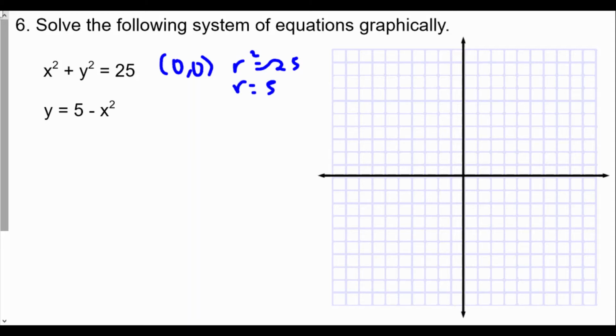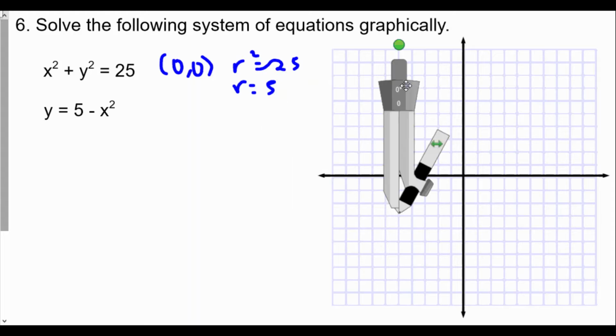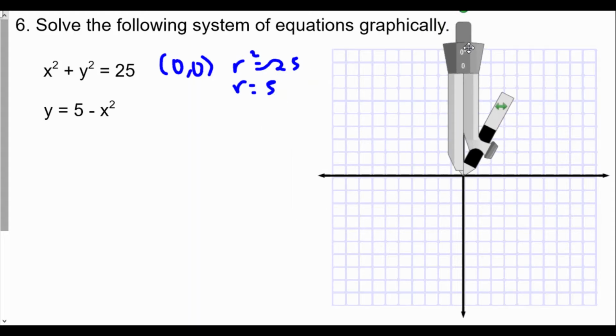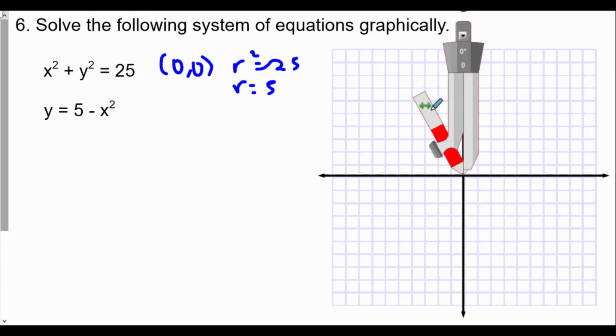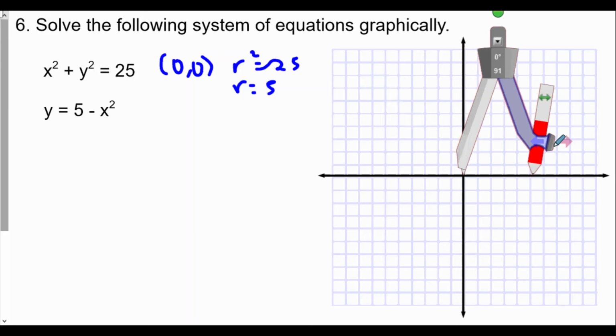What you're going to do in this case is take out a compass, something that helps generate circles. I put my needle point at the center, which will be at 0, 0. Let me change this color to maybe red, and open the compass to 5 units.